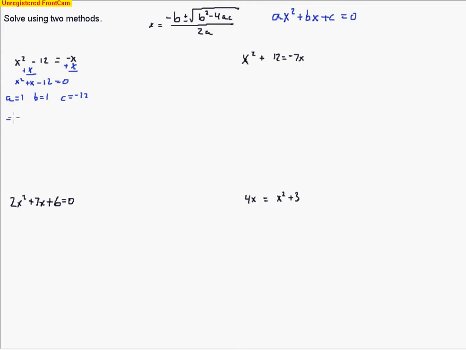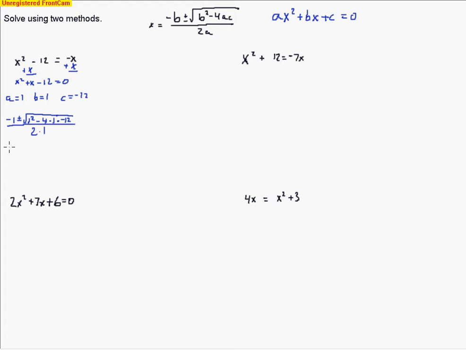So we have the opposite of b, so negative 1 plus or minus the square root of 1 squared minus 4 times a, which is 1, c is negative 12. And this is all over, so that fraction bar goes underneath every single number there, all over 2 times 1, 2a. So we go ahead and do some more work there.